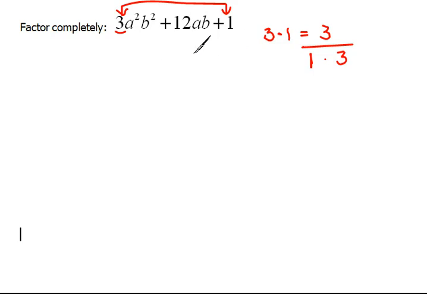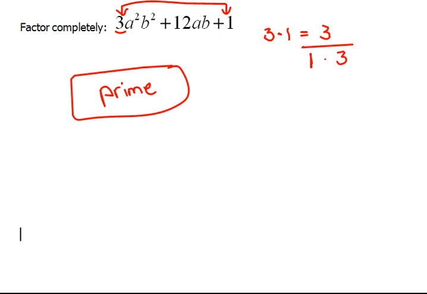So this is not factorable. This is actually a prime trinomial. It cannot be factored down anymore. So when you're doing it with the product sum method, it's actually very easy to see those prime trinomials.